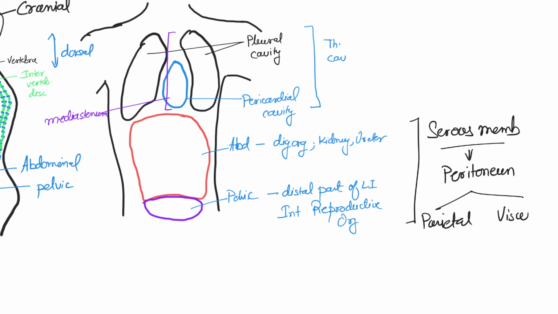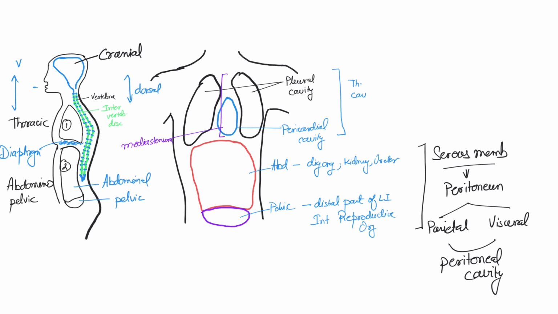And remember the same logic. The visceral would be the layer that would be facing the organ, and the parietal would be the outer layer. Okay, and in between them there's the peritoneal cavity, which would be filled with fluid, and it will allow smooth movements and reduce pressure upon each other and stuff like that. Okay, so I think this is where we are bound to end our discussion of body cavities.